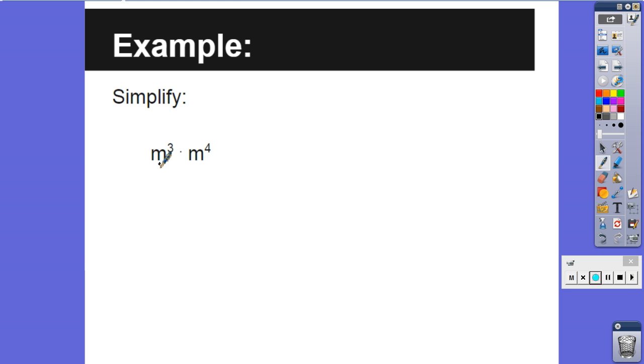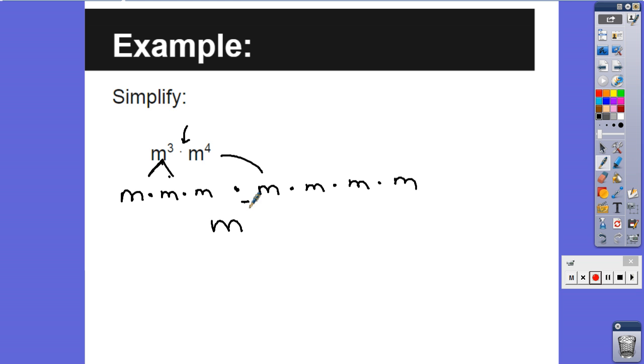So if I use my definition here, I know that m to the third really represents m times m times m. And I really know also here that m to the fourth represents m times m times m times m. And now the last piece here is that they were being multiplied together, so I still have that multiplication in between. And now if I look at this in terms of what the definition of an exponent is going to tell me, I know that I have 1, 2, 3, 4, 5, 6, 7 different m's here, so I have m to the seventh, and that's what my definition means.